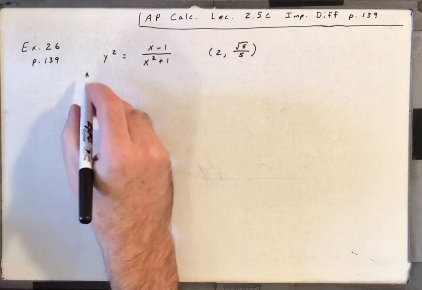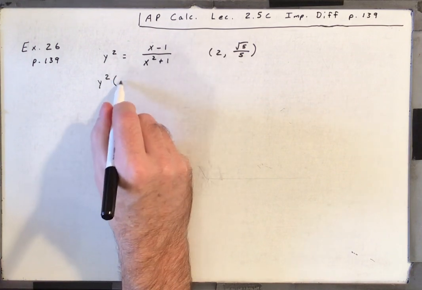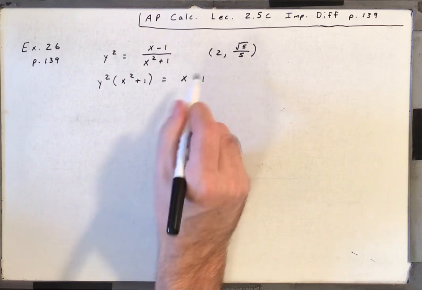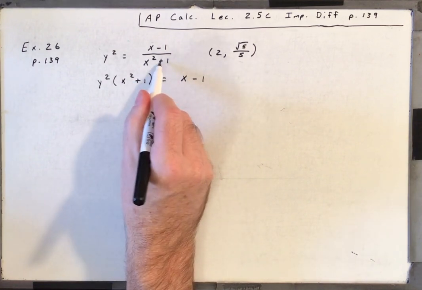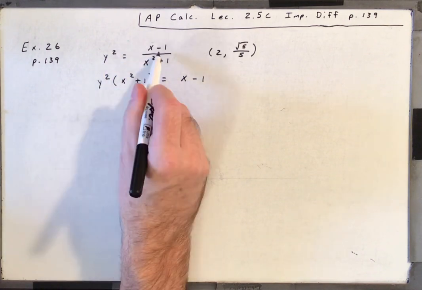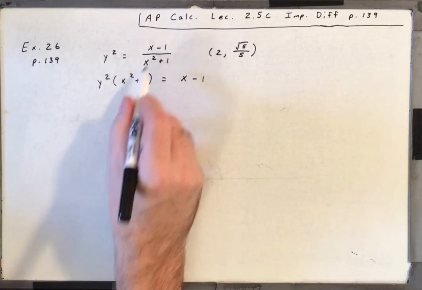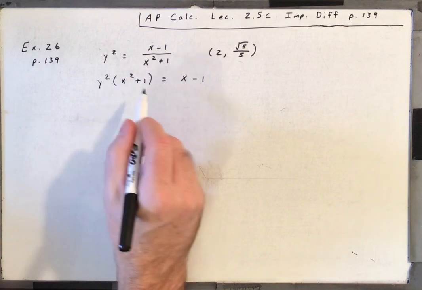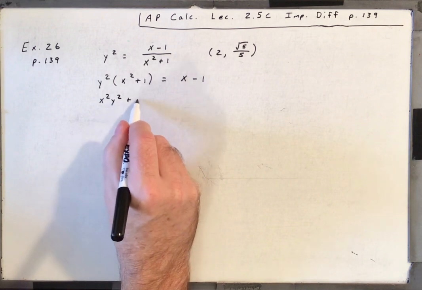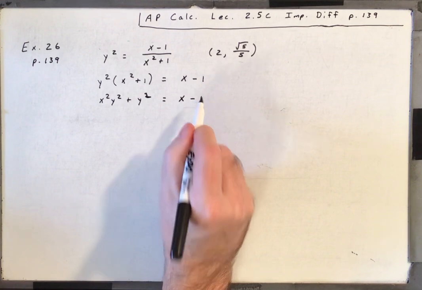I would rewrite this equation as y squared, multiply both sides by x squared plus 1, so y squared times (x squared plus 1) is equal to x minus 1. So we're basically just taking the denominator, multiplying it by the variable out front, and setting it equal to the numerator. It's the exact same thing as this. And let's go ahead and distribute the y squared. So I've got x squared y squared plus y squared is equal to x minus 1.